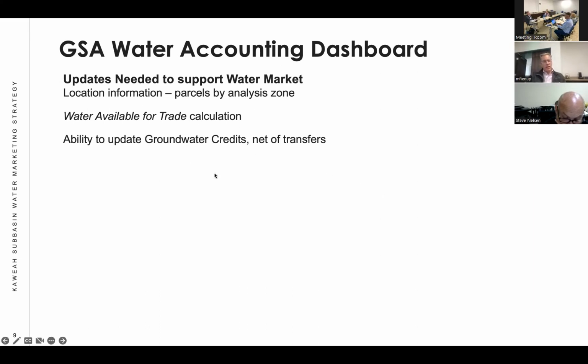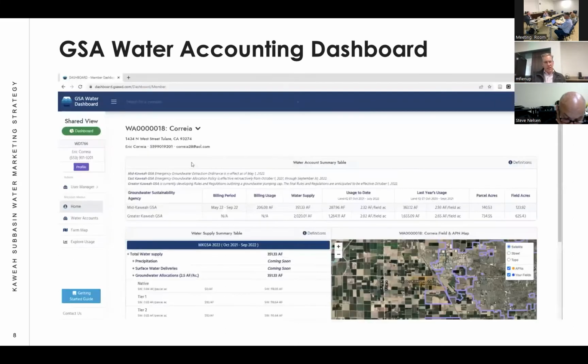But we'll need the ability to update that groundwater credits field net of any transfers, right? So that'll be a straightforward way to record transfers so that an individual's water supply and water use update automatically. The nice thing is that the water accounting dashboard already presents this information in a clear, straightforward way. And so it seems like that would just be a very minor adjustment needed to facilitate the accounting of transfers between water users.